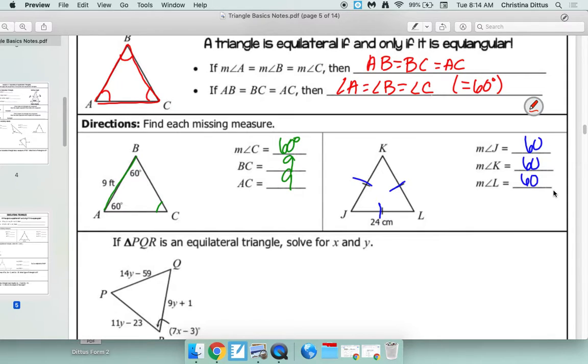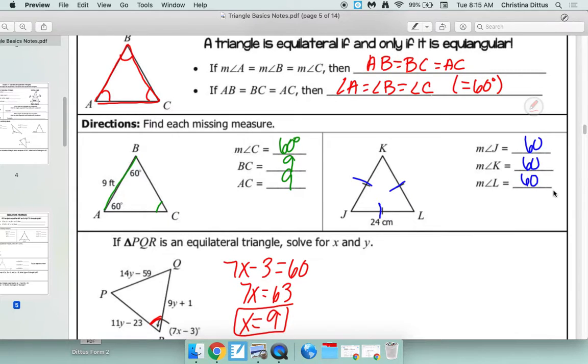Alright. Next one says triangle PQR is an equilateral triangle. Solve for X and Y. Which one to solve for first, X or Y? I don't care which one. Okay, X. What a good idea. What do I know about this angle right here? It equals 60. So let's do 7x minus 3 and 60. Yeah. 7x minus 3 equals 60. Add your 3. And x is 9.